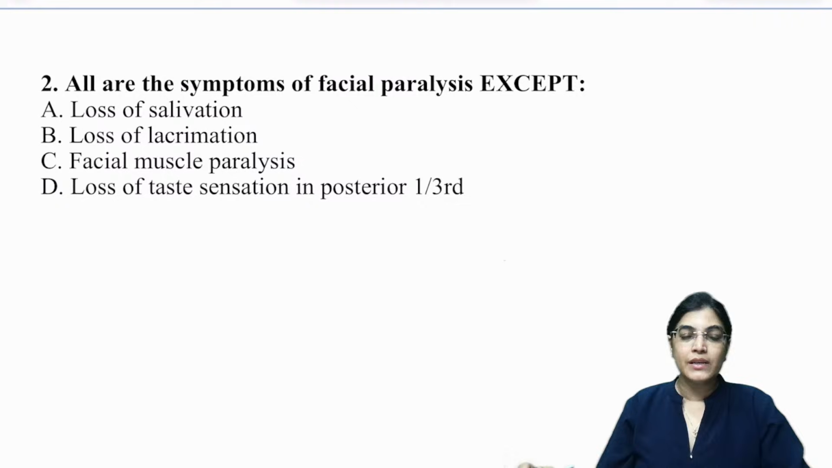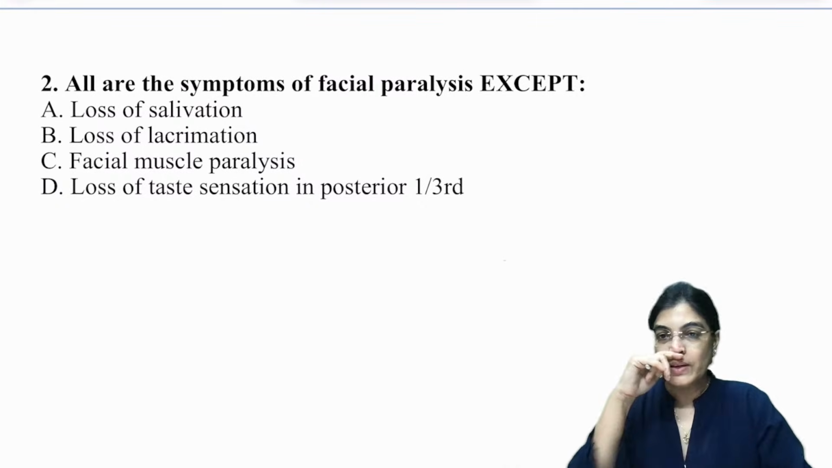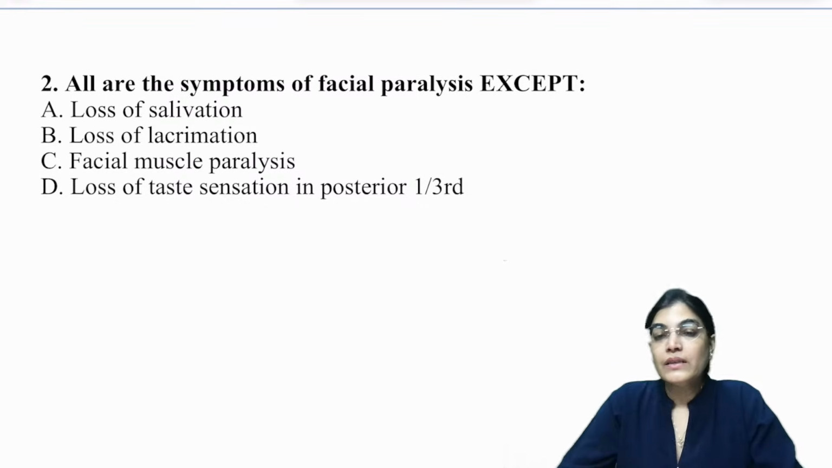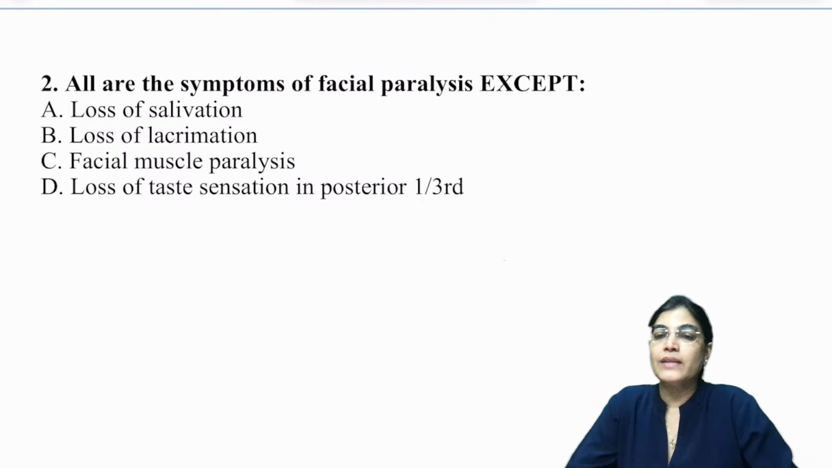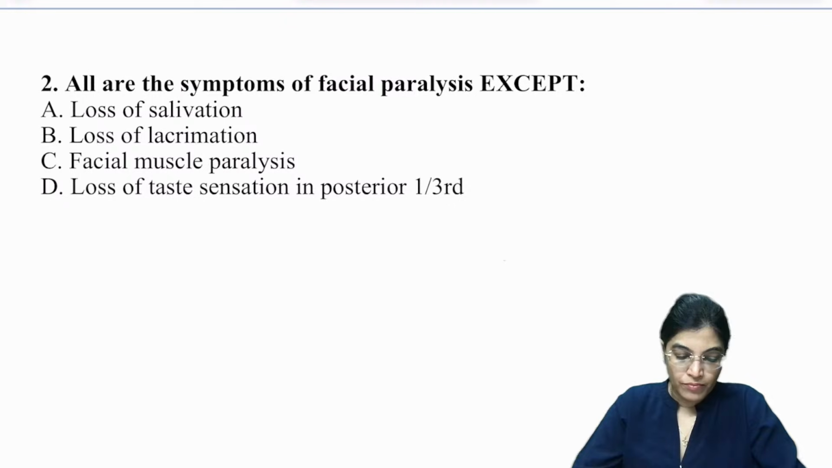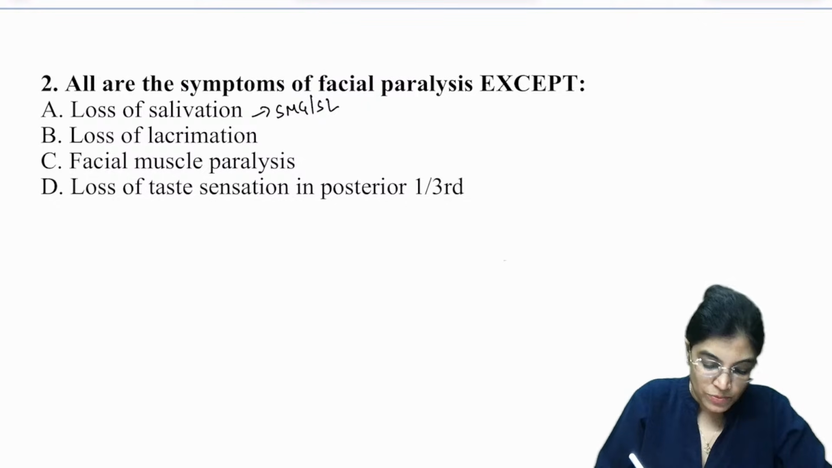Loss of salivation, yes, it happens in facial nerve injury. Why? Because we know that via the facial nerve, the innervation is given to the submandibular and sublingual glands, so their secretion will be affected. Loss of lacrimation is because of the lacrimal gland. Salivation is due to the SMG and SLG, that is the submandibular and sublingual glands.